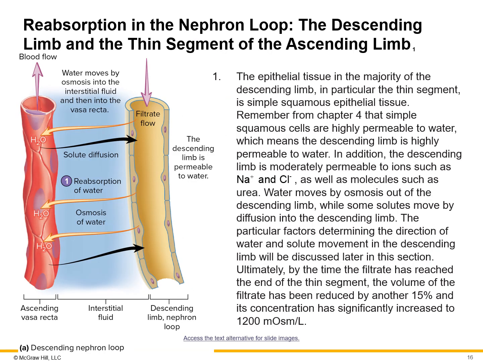All right, so again, if we look here at this descending limb, where we had cuboidal cells, down at the end of the descending limb we now have squamous cells, which are very permeable to water. So this is where we're going to get that reabsorption of water through osmosis occurring across those simple squamous cells into the interstitial space, and then ultimately into the ascending vasa recta, back into the capillaries and into our blood flow.